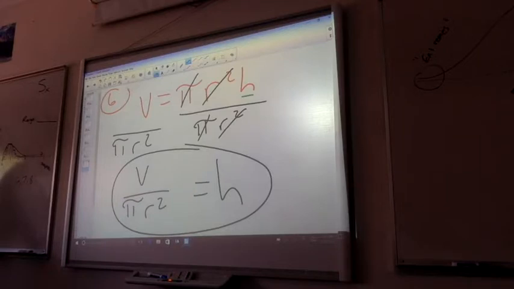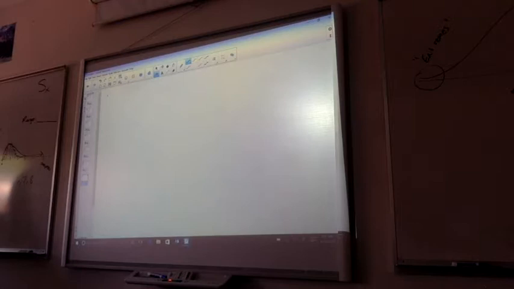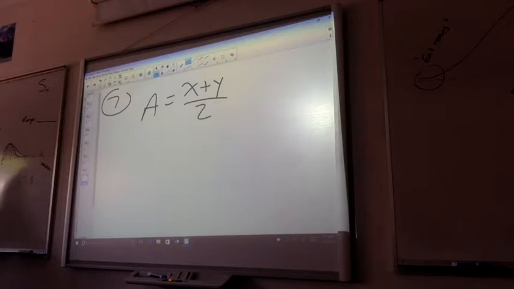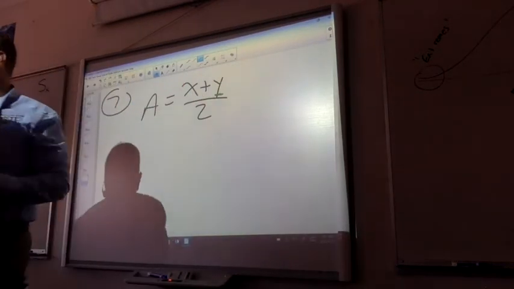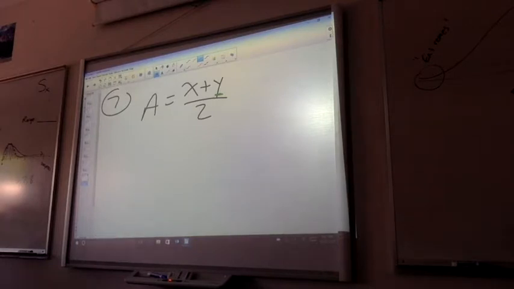Number 7. That looks like some sort of area problem. I don't know what area we're trying to find, but we'll figure it out. And we want to get letter y all by itself. Okay, so x plus y right here is all over 2, right? So we have to start undoing it. If it's over 2, that means it's being divided.